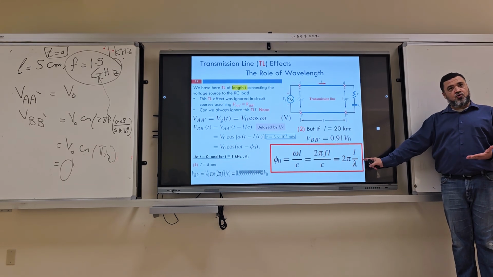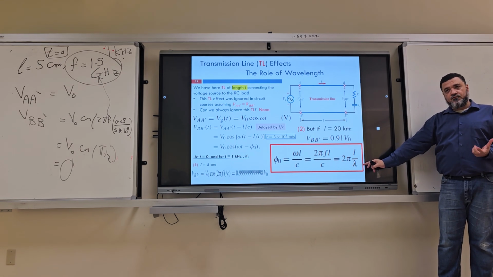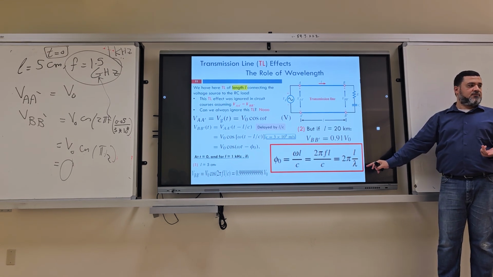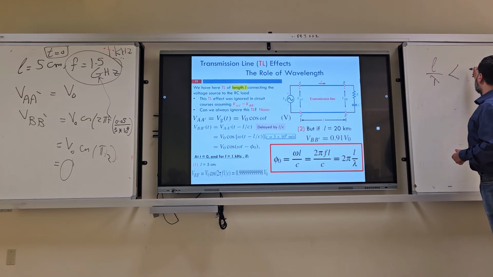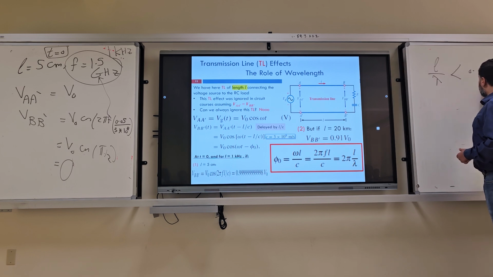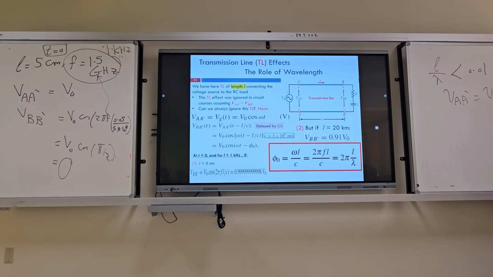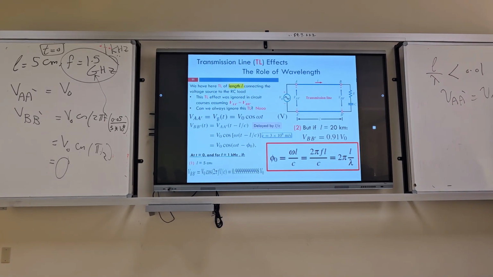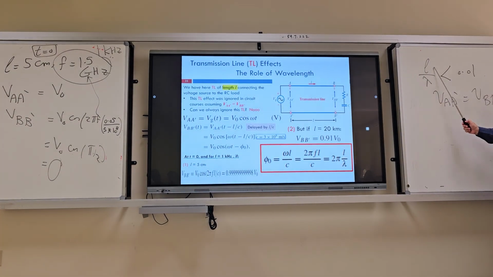If L over lambda is very small, the two voltages will be the same, very simple. Very small means less than 0.01. So the threshold is that if L over lambda is less than 0.01, then we can say that VA equals VB. If this ratio is very small. Bigger than this, it's different. You have to do the math. The voltage here will be less than the generator voltage if this ratio is bigger than 0.01. Does this make sense?